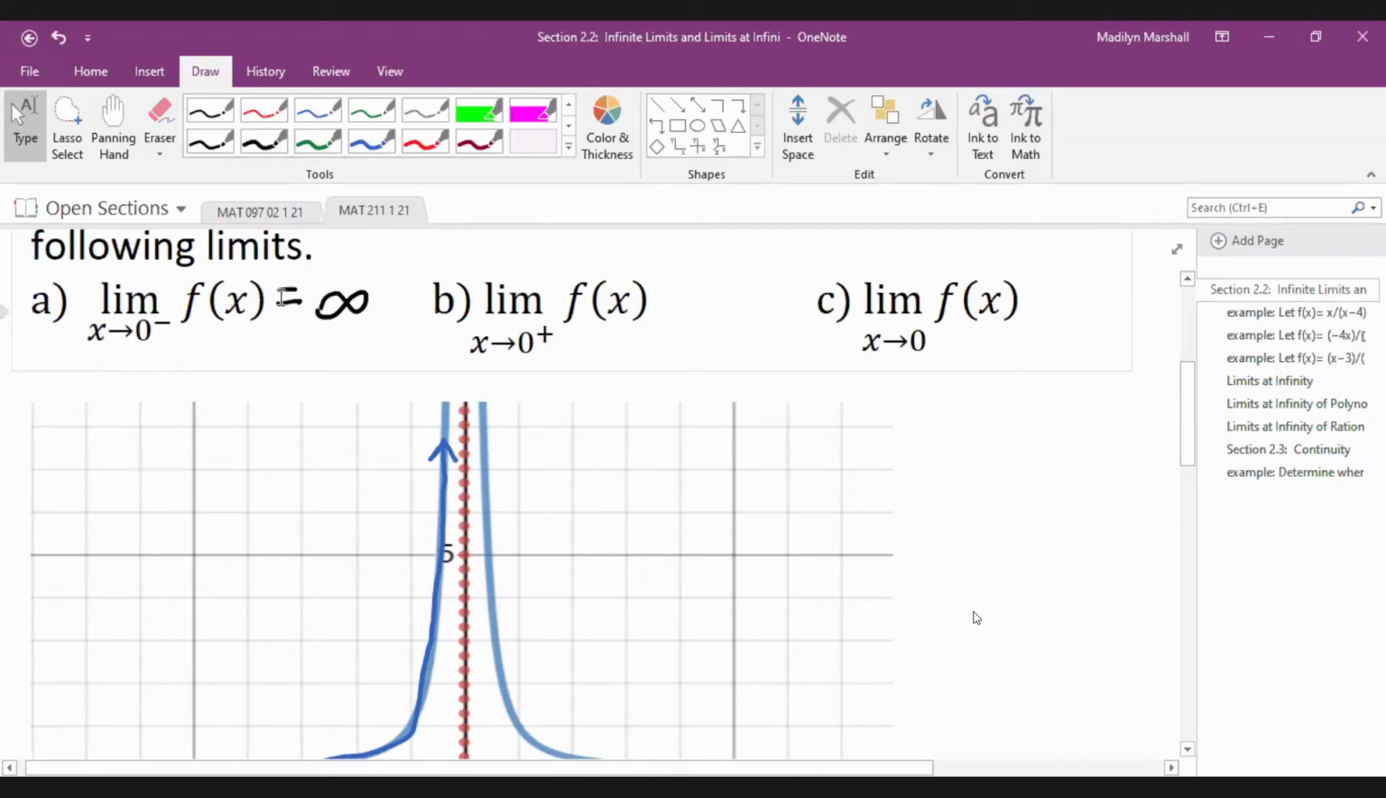So technically, this limit still doesn't exist because it's not going to a number, it's going to infinity. But we still use infinity to express where it's going. So this is basically saying that it's increasing forever. So it's going toward infinity, even though it'll never reach it because that's not possible.